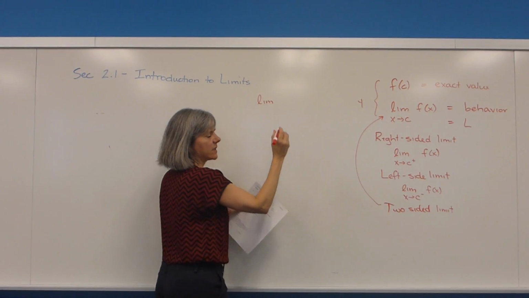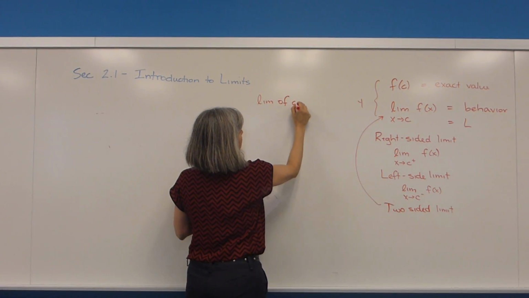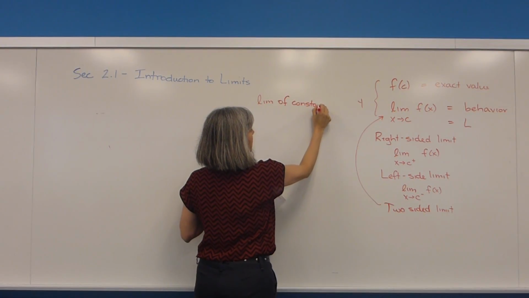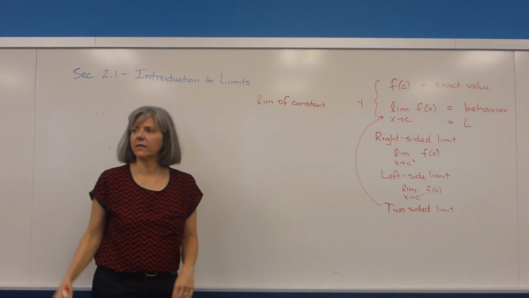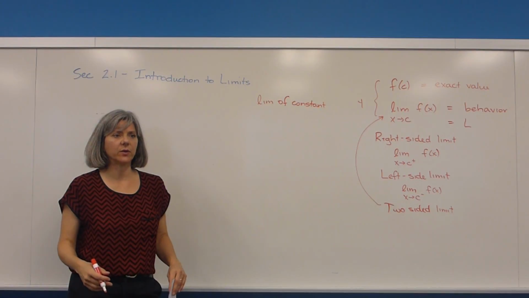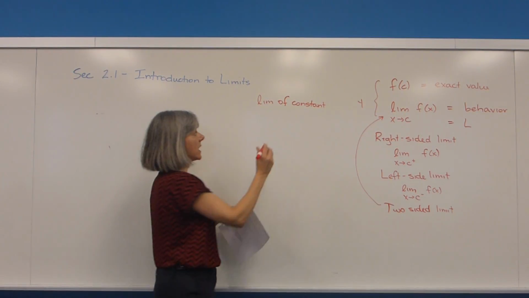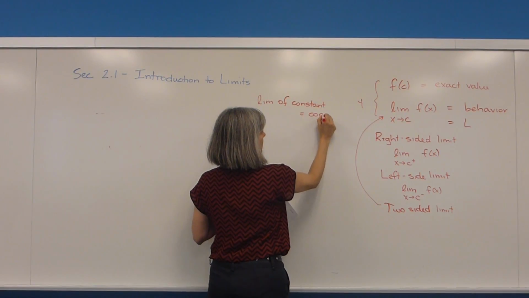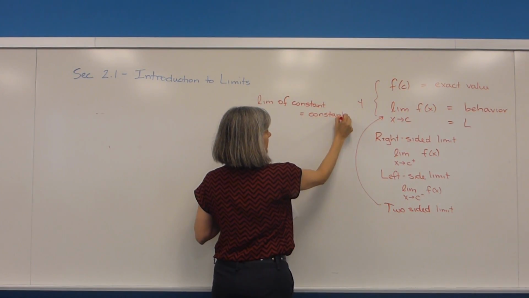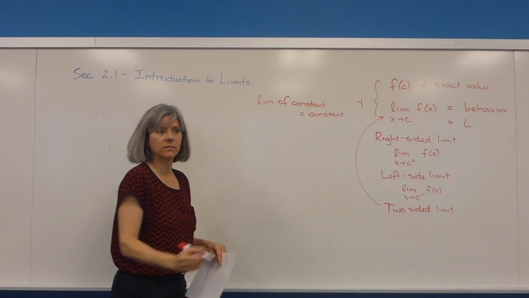I'm going to write them in English. The limit of a constant. If the y value is always 2, where's the y value going? Can it go anywhere else? No. So the limit of a constant is equal to a constant, whatever that constant is. So the limit of 2 is 2.